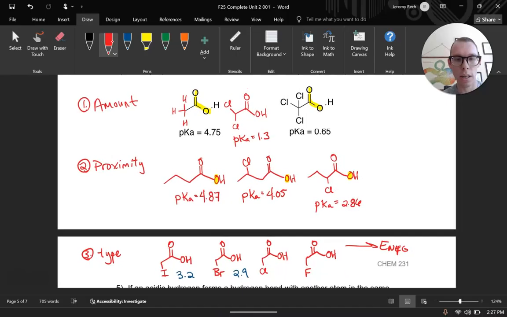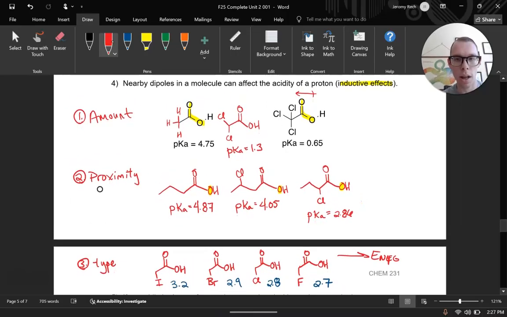So if we look at all of these in concert, if I zoom out a little bit. Not as strong as resonance, but we can have the inductive effect, which is where we're going to have electronegative groups nearby where that proton is going to be abstracted, and that's going to help stabilize your charge.